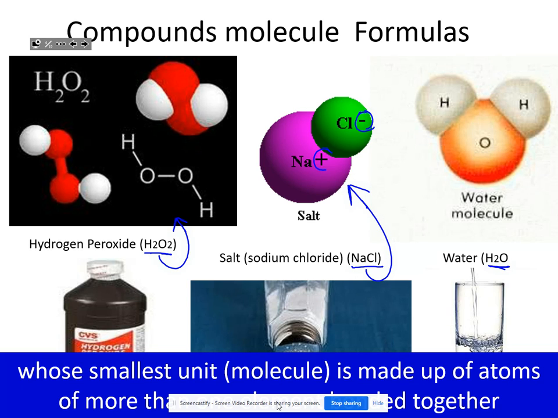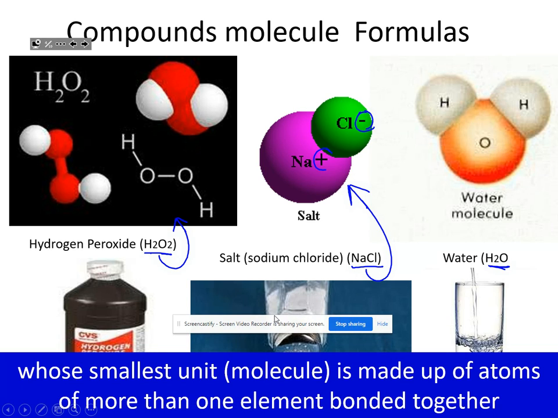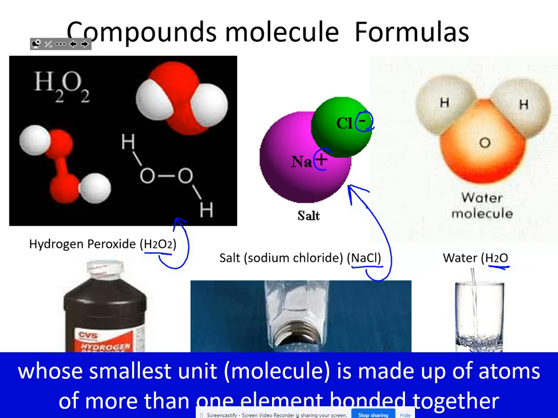Now, I'll move this here real quick so you can see what it says down at the bottom. So, compounds, molecular formulas, whose smallest unit, the molecule, is made up of atoms of more than one element. Every molecule in that bottle of hydrogen peroxide is H2O2. Every piece of salt, the molecule is NaCl. Every molecule of water is H2O.